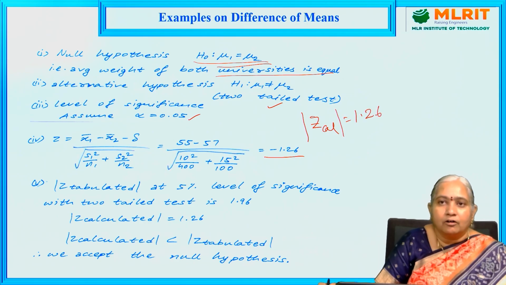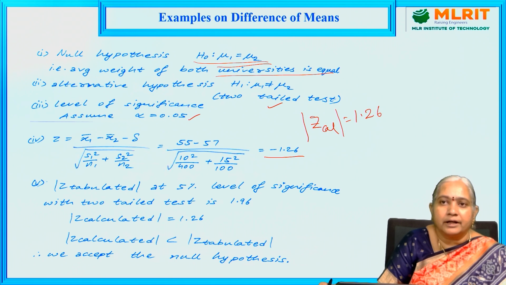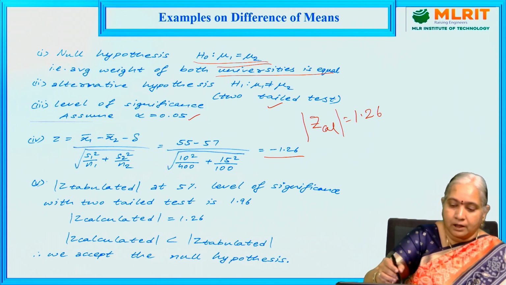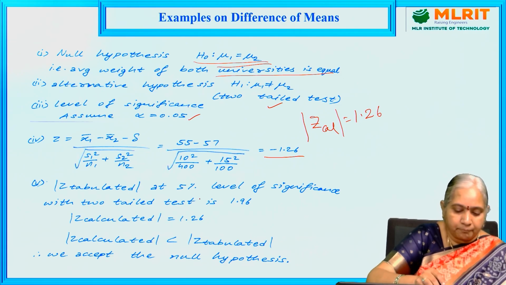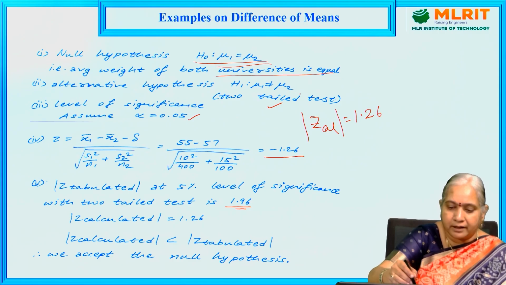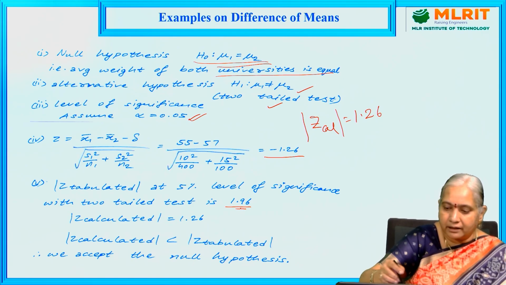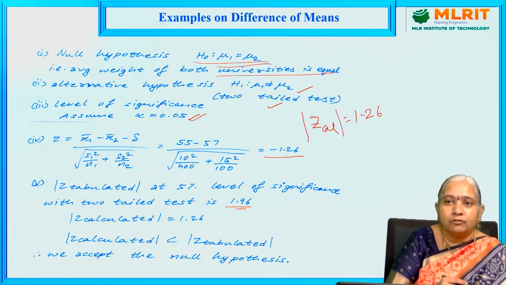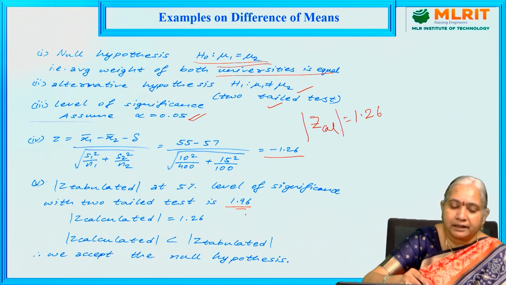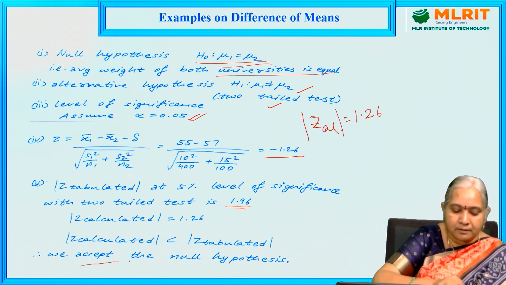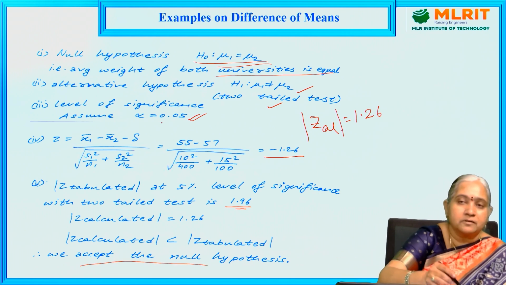Always we compare Z calculated with modulus value. So modulus Z calculated is 1.26 and Z tabular value is 1.96 for two-tailed test. This is 1.96 for 5% level of significance in two-tailed test. Tabular value is 1.96 and this is 1.26. Now we accept the null hypothesis since Z calculated is less than Z tabular value. Therefore, we accept the null hypothesis at a 5% level of significance.